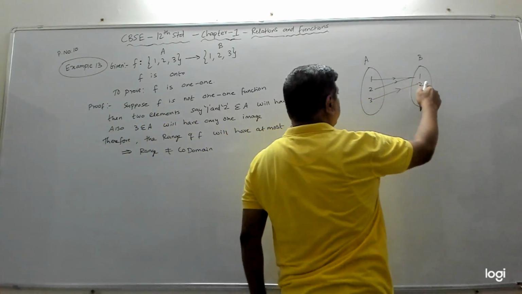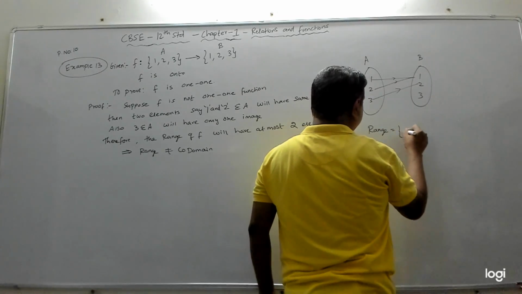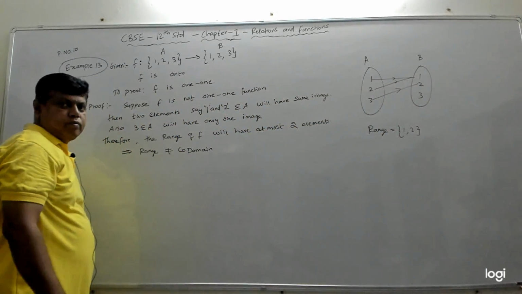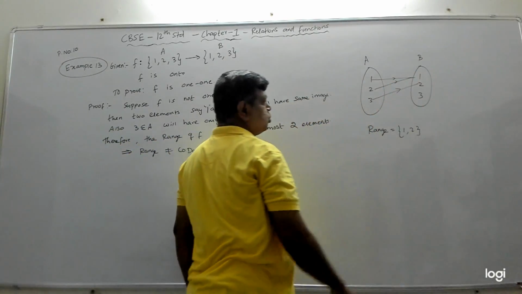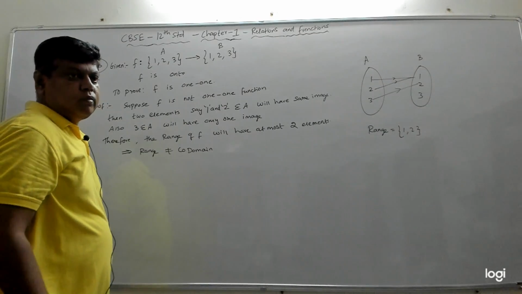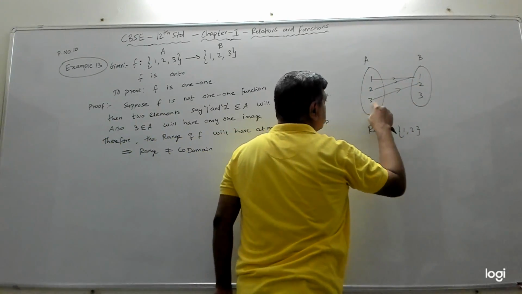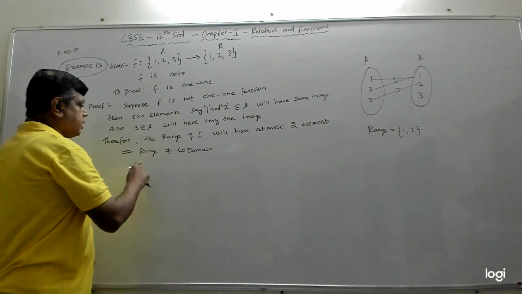Range is what? 1, 2. Your range for this will have maximum two elements. It can be 1, 2 or it can be 1, 3, anything, but it will have maximum 2 elements. Suppose both 1 and 2 go to 1 and 3 goes to 2, then the range will be 1, 2. Or we can take both elements going to 2, and suppose 3 goes to 3, then the range will be 2, 3. So the range is not equal to codomain.